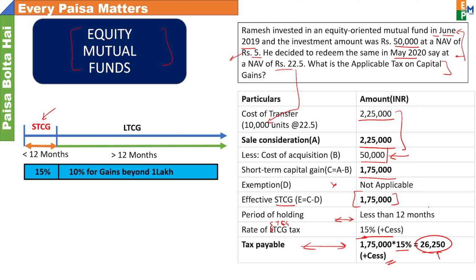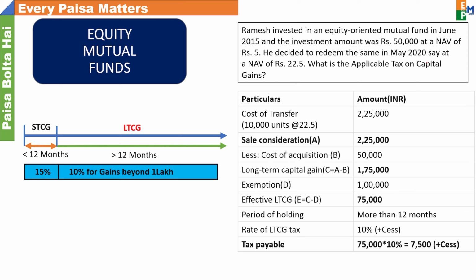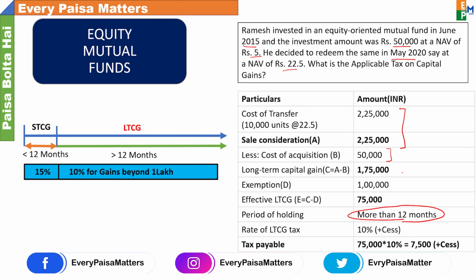If we take Ramesh's example again, but this time he bought mutual funds in the month of June 2015, and his investment was 50,000 at an NAV of 5 rupees. He decided to redeem the same in May 2020, say at an NAV of 22.5. So instead of buying in 2019, he has bought them in June 2015. The cost of transfer will be the same, which is 2,25,000. The cost of acquisition is also the same. Since he has held this for more than 12 months, this will qualify for long-term capital gain.